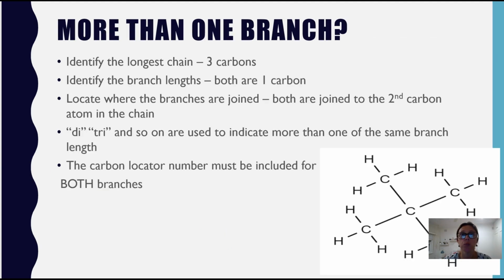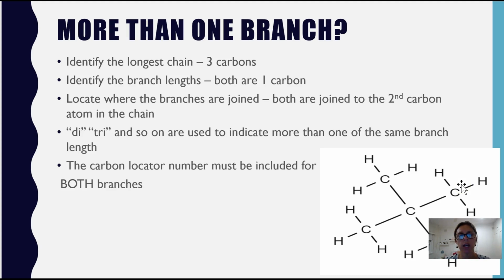Well, what happens if I have more than one branch? Well, again, similar things occur here. We again have to find our longest chain. So in this case here, we have got a 1, 2, 3 carbon chain going across there in the center. Even if we looked elsewhere, it's a 1, 2, 3 across here, or a 1, 2, 3 across here. Either way we look at it, it's a 3 carbon chain.